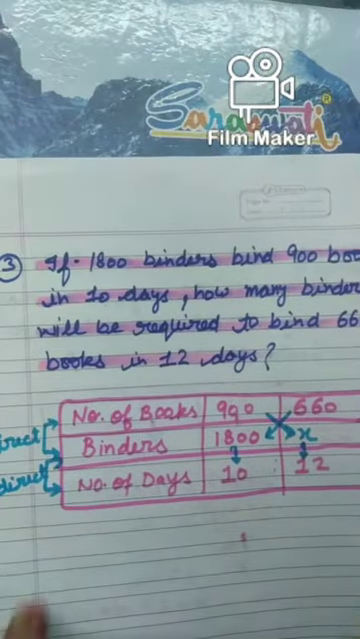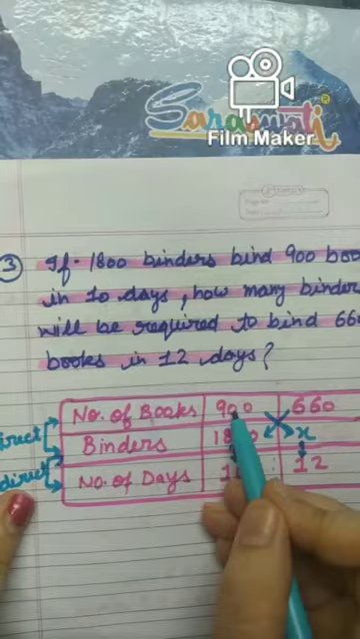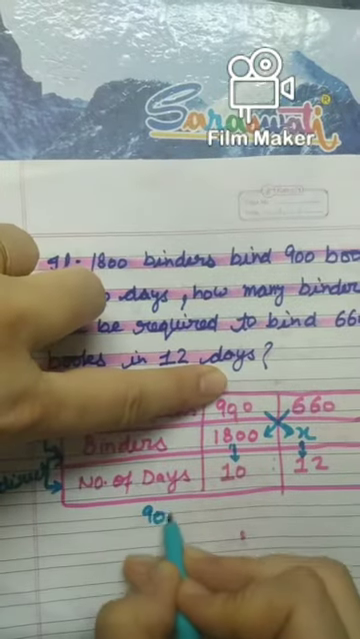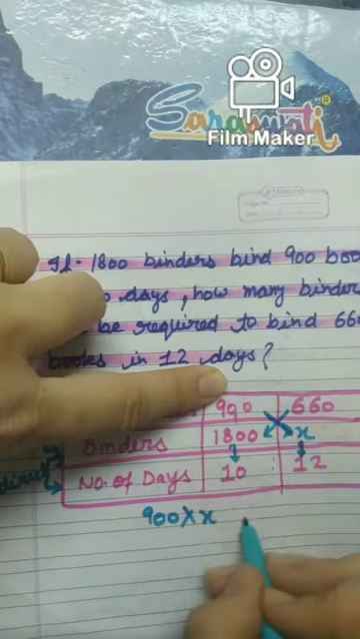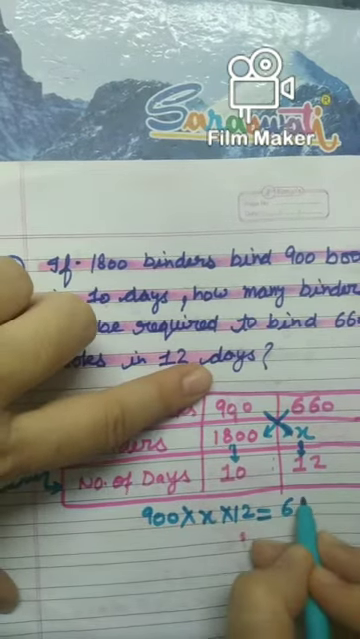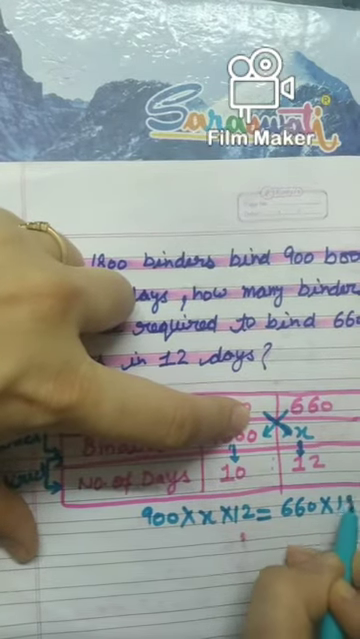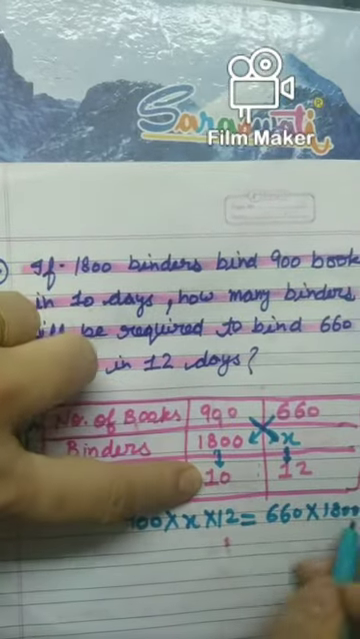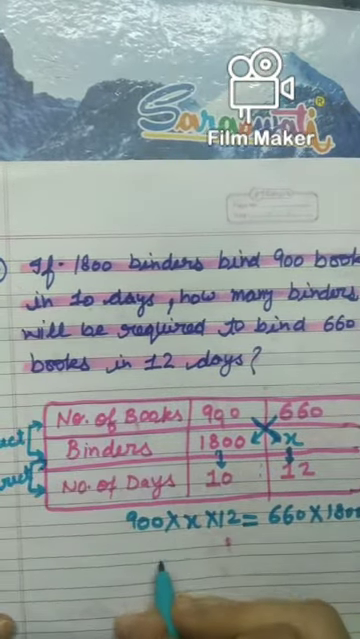Now you see the arrows, and we will move in the direction of the arrows. Start from the uppermost corner. 900 is going to x, right? And x is going to 12. So x into 12 is equal to, start with 660 from the uppermost corner. It is going with 1800 and the next arrow is going with 10. Okay, keep them equal. Now I will solve to find the value of x.